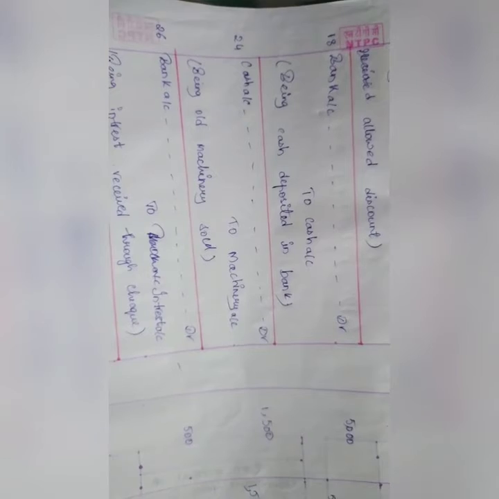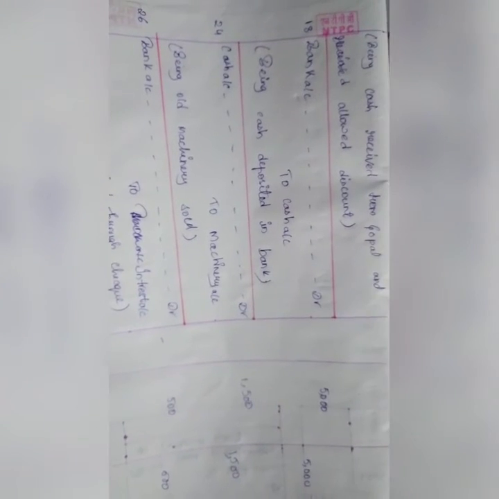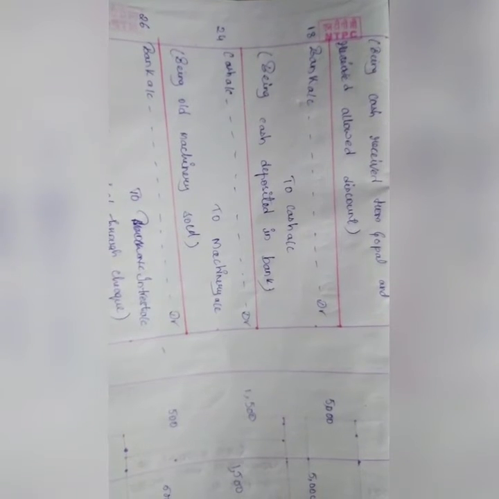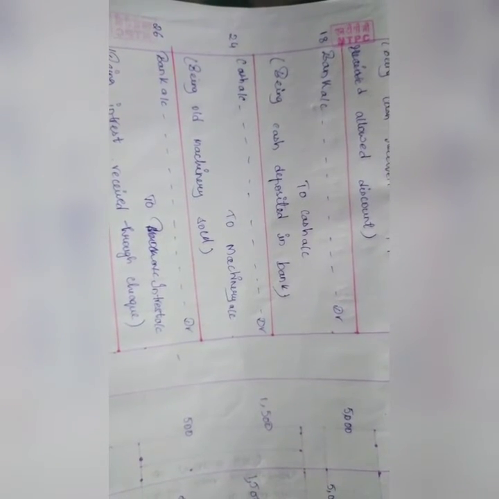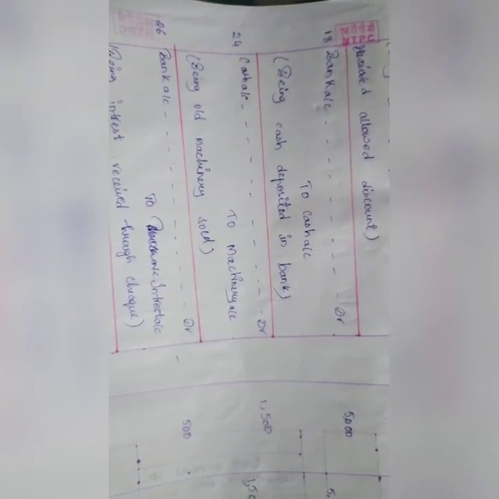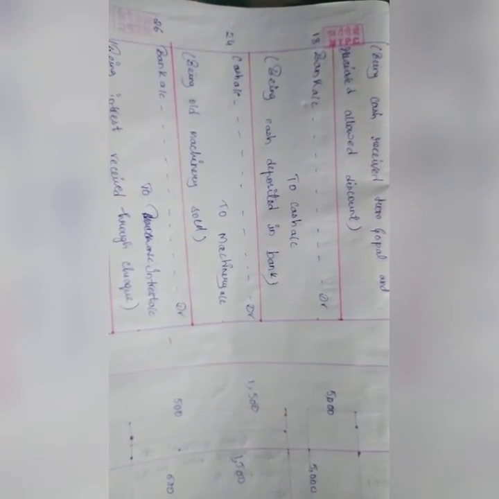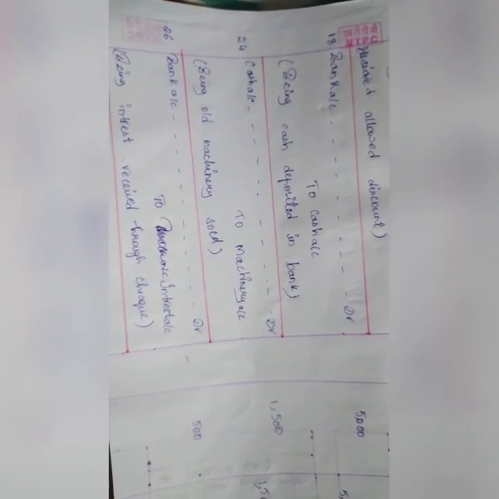On 18th, cash deposited into bank. Bank account debit to cash account. Amount is rupees 5,000. Narration is being cash deposited in bank. 24th, old machinery sold. Cash account debit to machinery account. Amount is rupees 1,500. Narration is being old machinery sold.